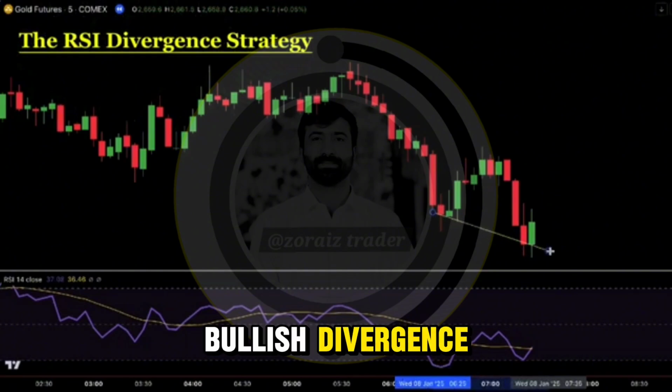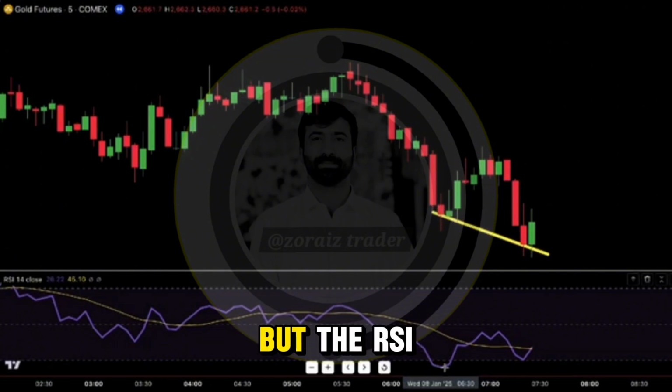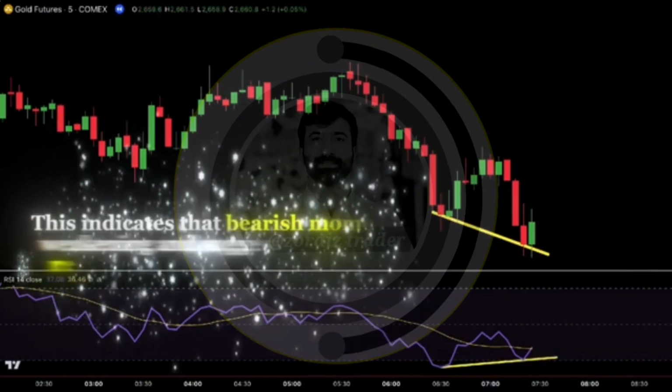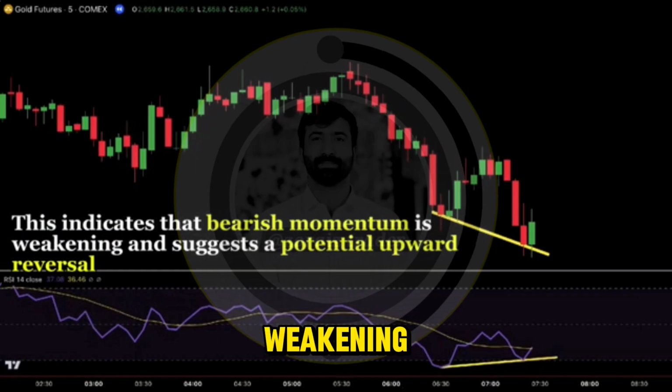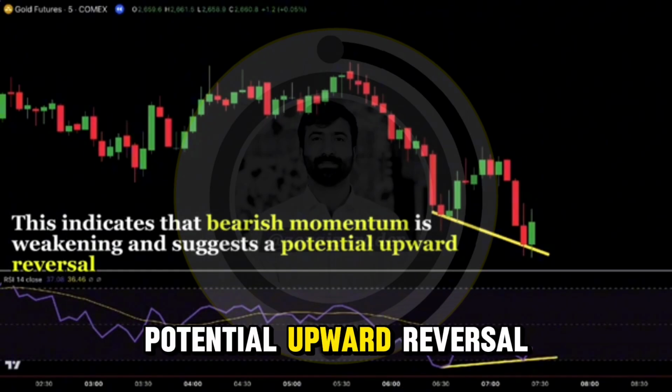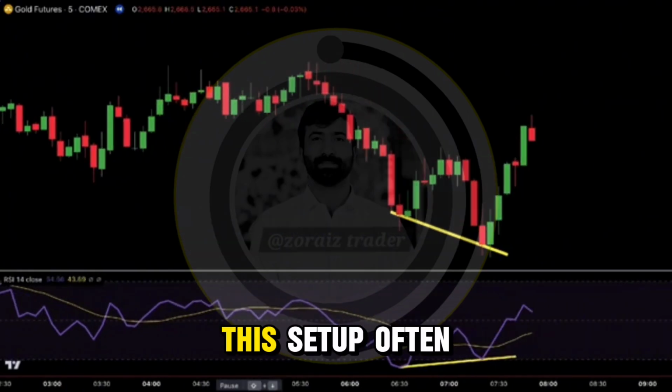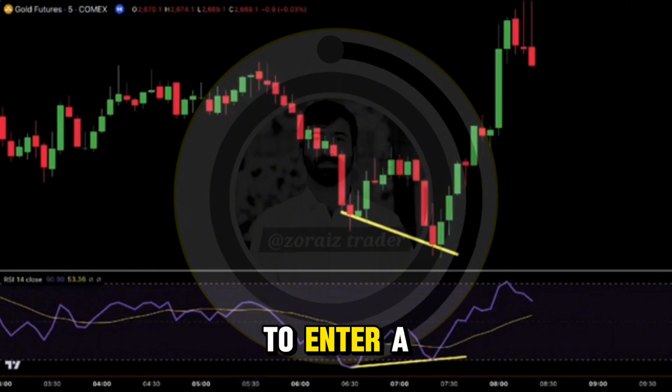First, in a bullish divergence, the price forms lower lows, but the RSI forms higher lows. This indicates that bearish momentum is weakening and suggests a potential upward reversal. This setup often signals an opportunity to enter a long trade.